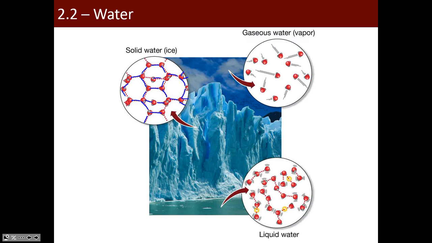Okay. In gaseous water, there are no hydrogen bonds because the water molecules are too far apart and moving too much, and they don't come together and form those bonds. Okay. Does this make sense?